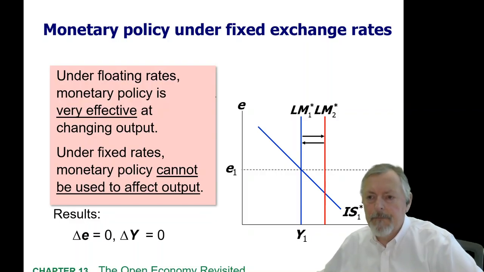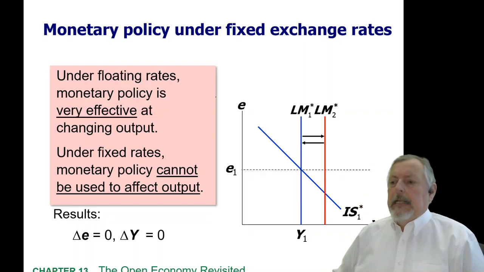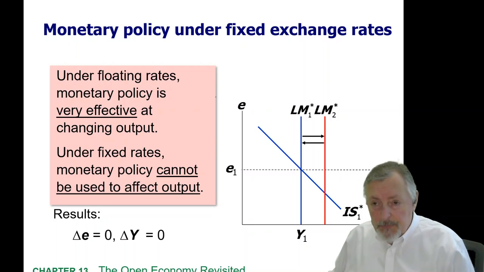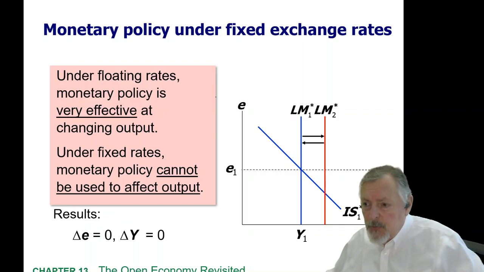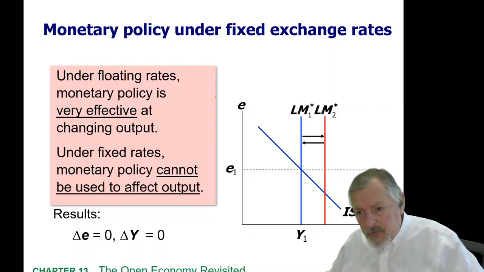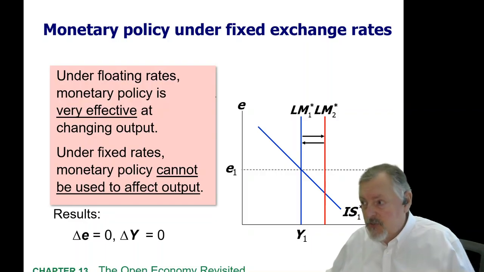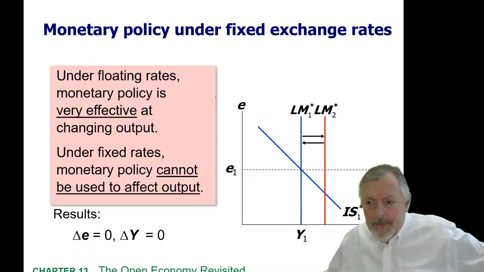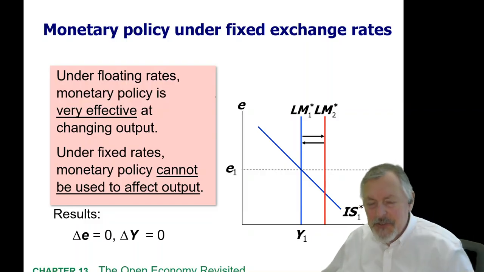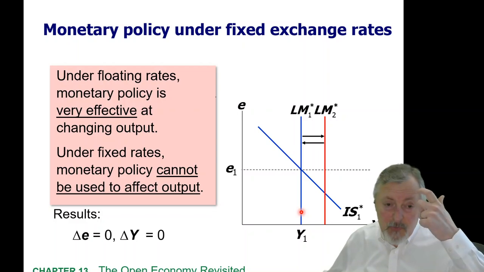Monetary policy under a fixed exchange rate. Under a floating rate, monetary policy works beautifully. On a fixed exchange rate, it does not work. An increase in the money supply just puts downward pressure on the exchange rate. To prevent it from falling, the central bank has to start buying domestic currency to prop up the value of the currency. Buying your own currency, that's just pulling it out of the markets. They're contracting the money supply. And so the LM curve has to shift right back to where it started from.